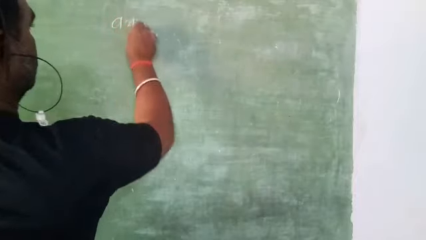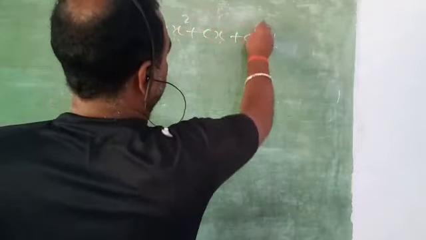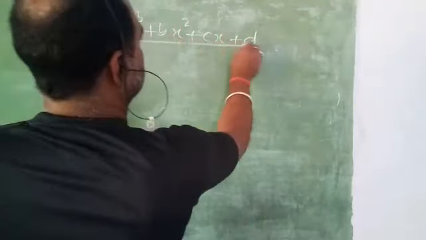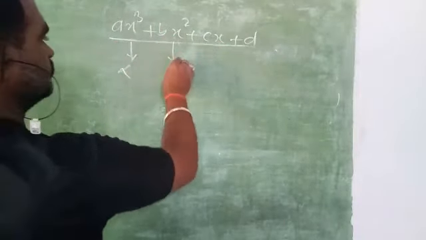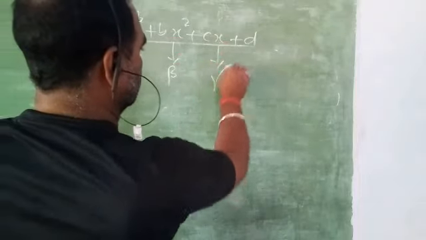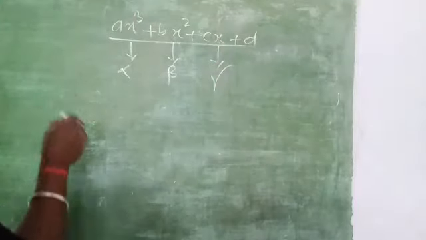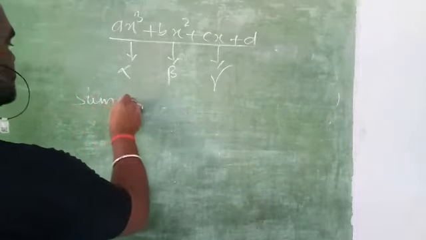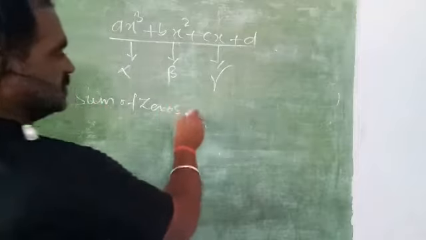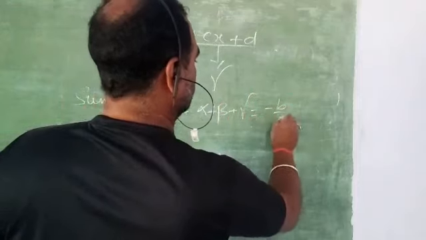The general form of the cubic polynomial is ax^3 + bx^2 + cx + d. This is the general form of the cubic polynomial. If alpha, beta and gamma are three zeros of the given cubic polynomial, then the verification of the zeros with the polynomial can be expressed again by sum of zeros equal to alpha plus beta plus gamma equal to minus b upon a.